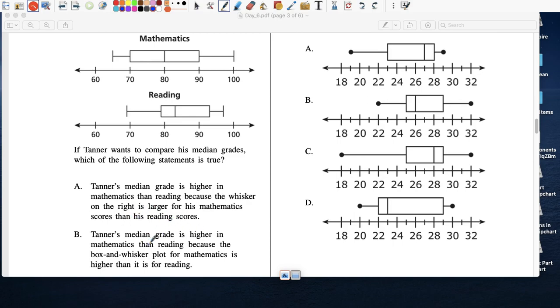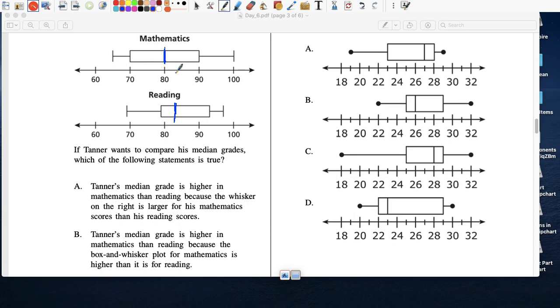B, Tanner's median grade is higher in math than reading because the box and whisker plot for mathematics is higher than it is for reading. Median grade is higher in mathematics. No, it's not. So B is also gone. C, Tanner's median grade is higher in reading, correct, because look, the median is here for reading and the median is here for math. So the reading one is higher because the box on the right is larger for his reading score than his mathematics score. The box on the right. No, that doesn't make any sense.